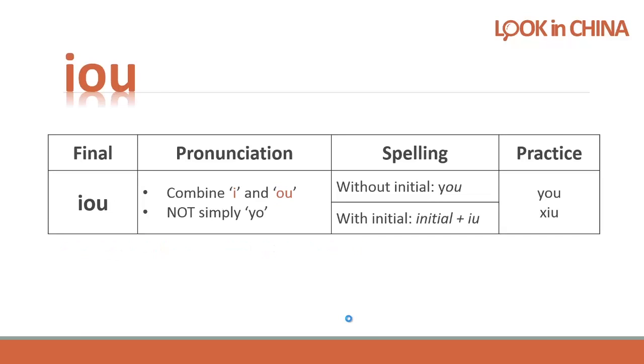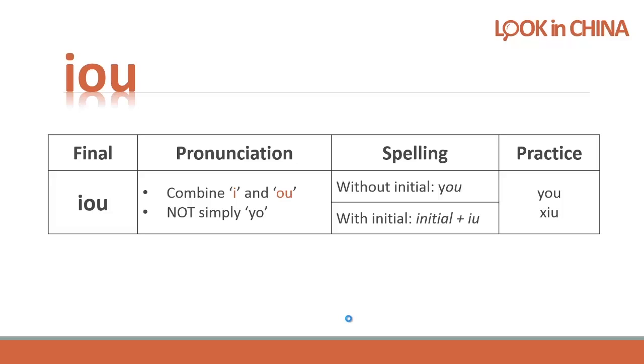This compound final is yo. This final is never spelled this way, but the spelling best shows you how it should sound. This sound starts off as E and then it flows into O. Yo. When this final is used alone, not preceded by an initial, it's spelled Y-O-U.